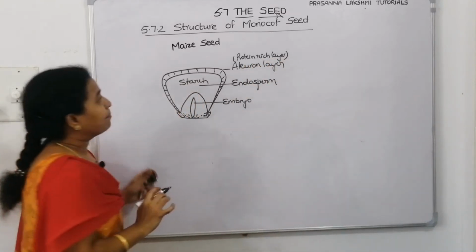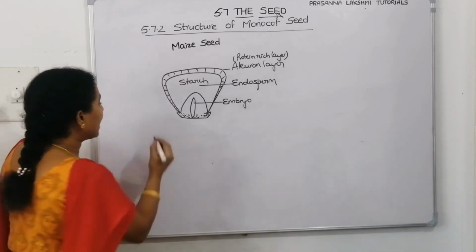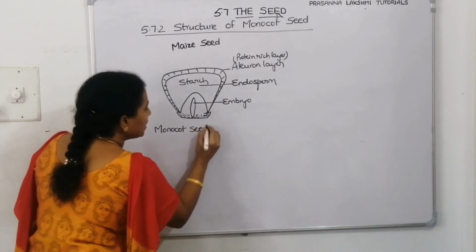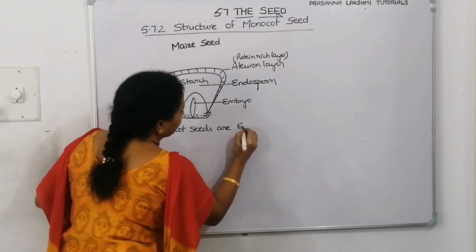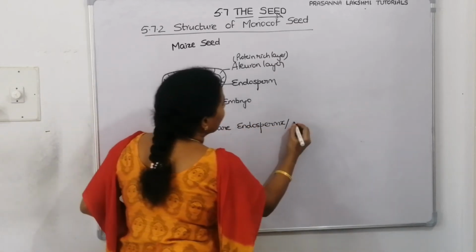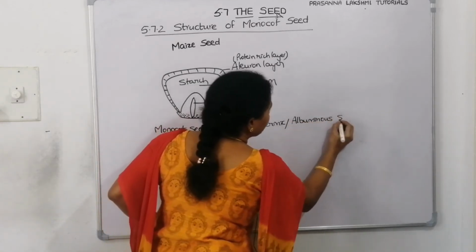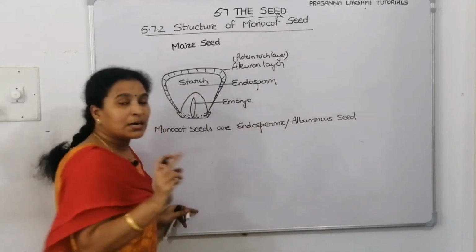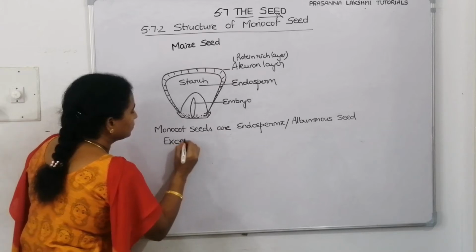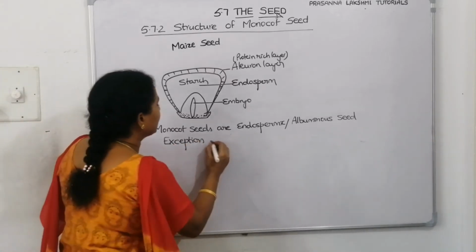Now, this is one example for structure of monocot seed. So, that means we can write one point that monocot seeds are endospermic. For endospermic, we can write another word, they are albuminous seeds. Now, all the monocots are endospermic except orchids. So, what is the exception? Exception means it is a monocot, but it is not having endosperm. It is orchid.